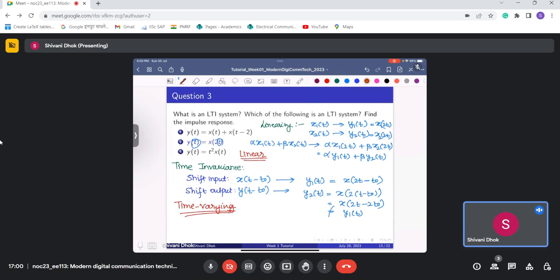So basically this system, that is y(t) equal to x of 2t, is not an LTI system, or rather it is linear and time varying system.